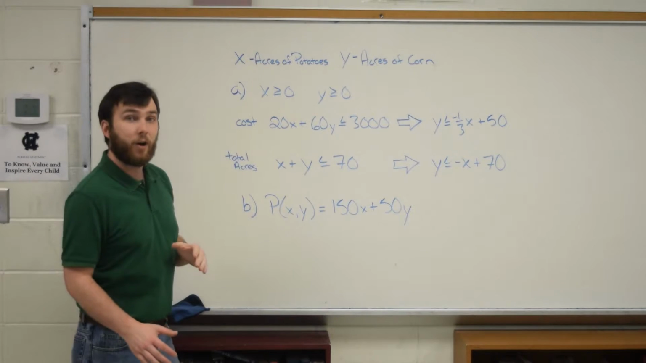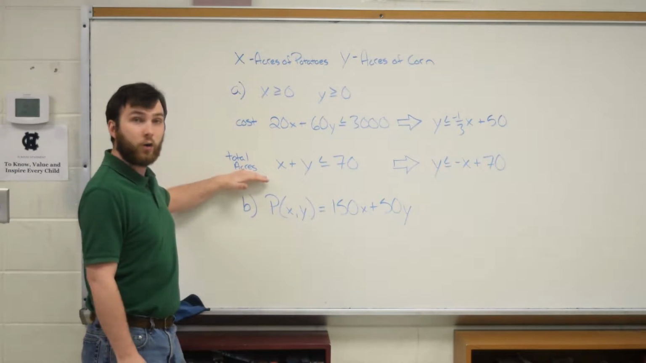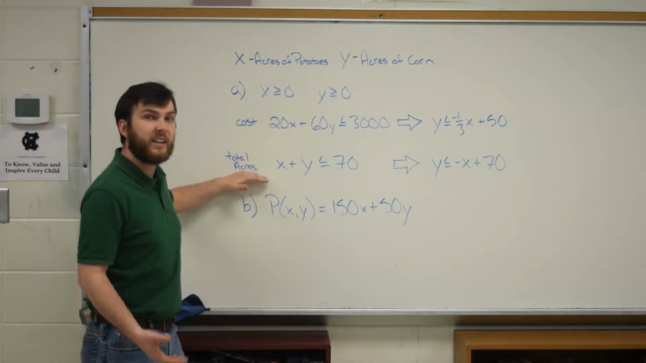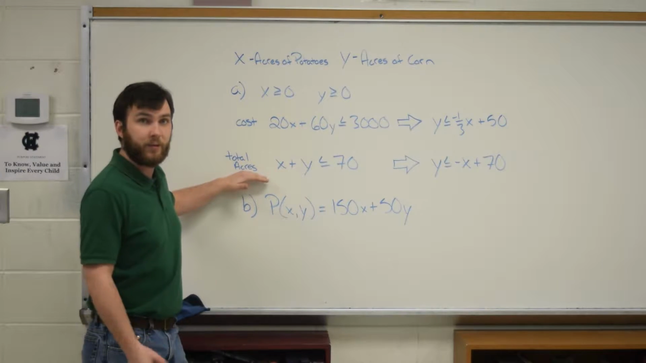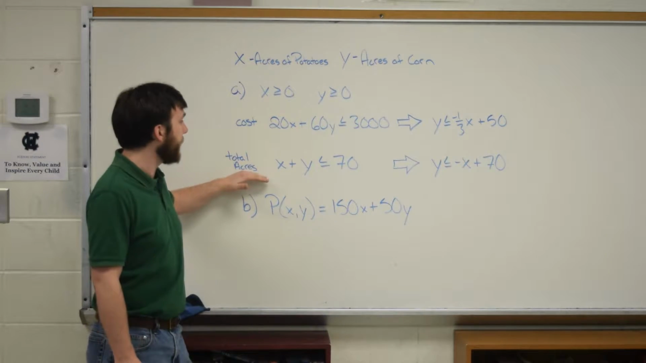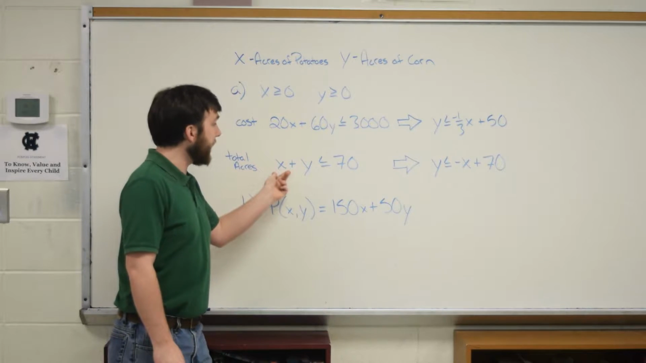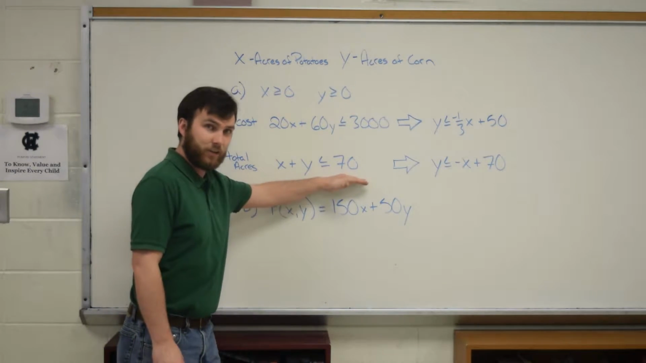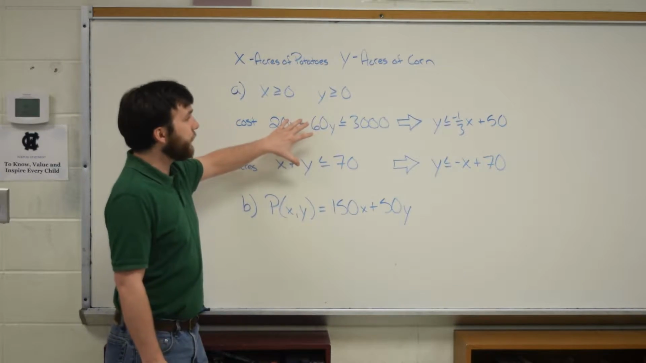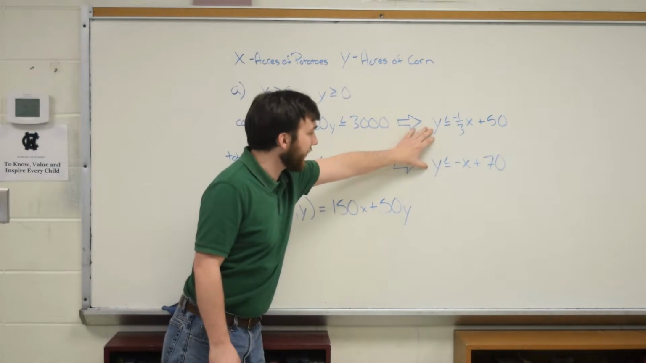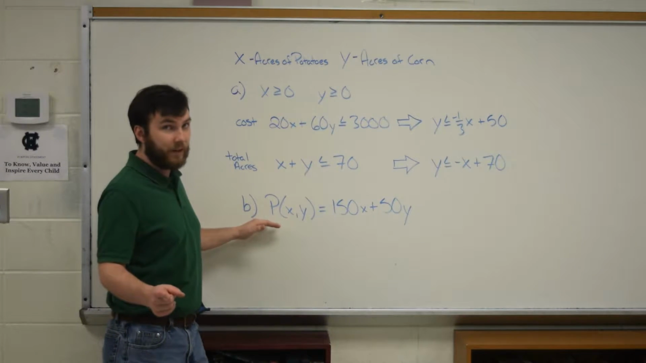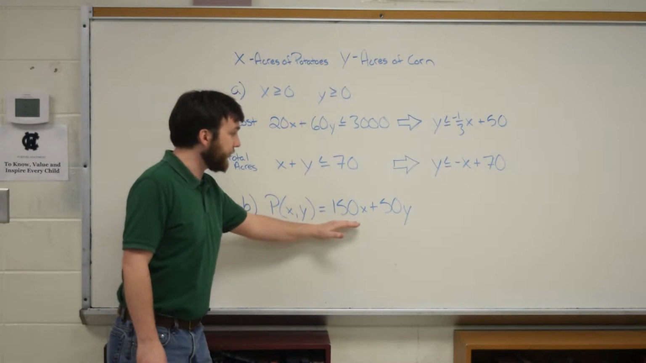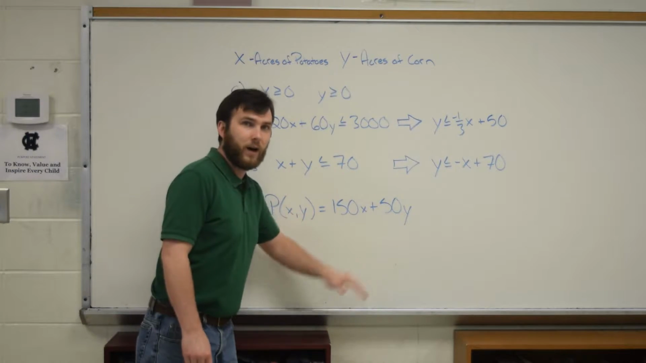The one that might have been hard to come up with was the total number of acres. And we'll see this idea pop up again, so hopefully next time you get it, if you didn't this time. Acres of potatoes plus acres of corn cannot exceed 70 acres. Both of these, when you get y by itself, look like that. And then I bet you got the profit equation, 150x plus 50y.